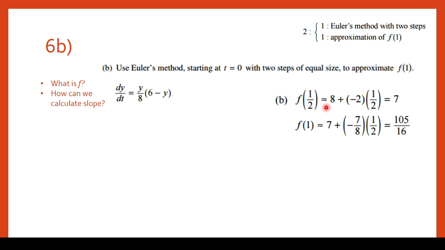So this is just a straightforward Euler's method. After that, you plug in y is equal to 8, because at 0, your value of y is 8 on that solution curve, into this, and then you get that your slope is equal to -2.